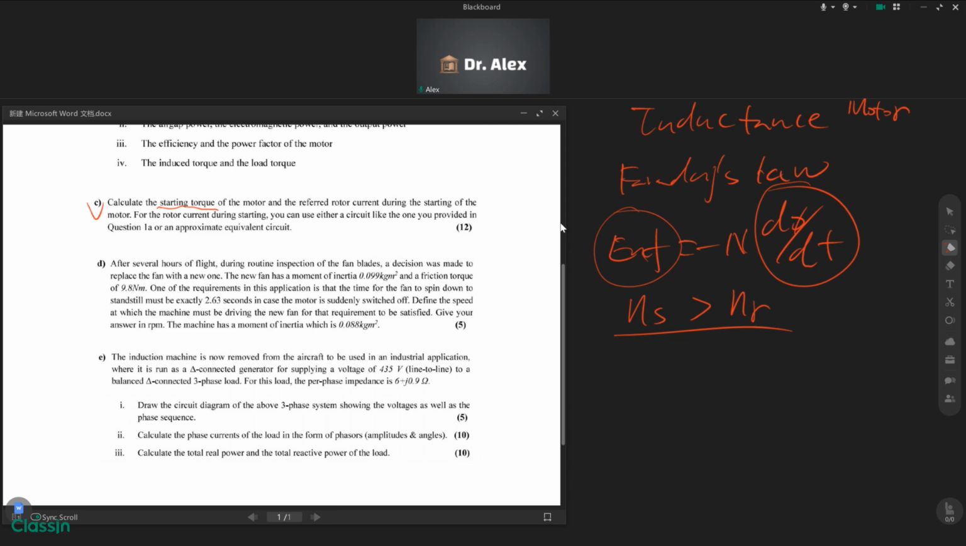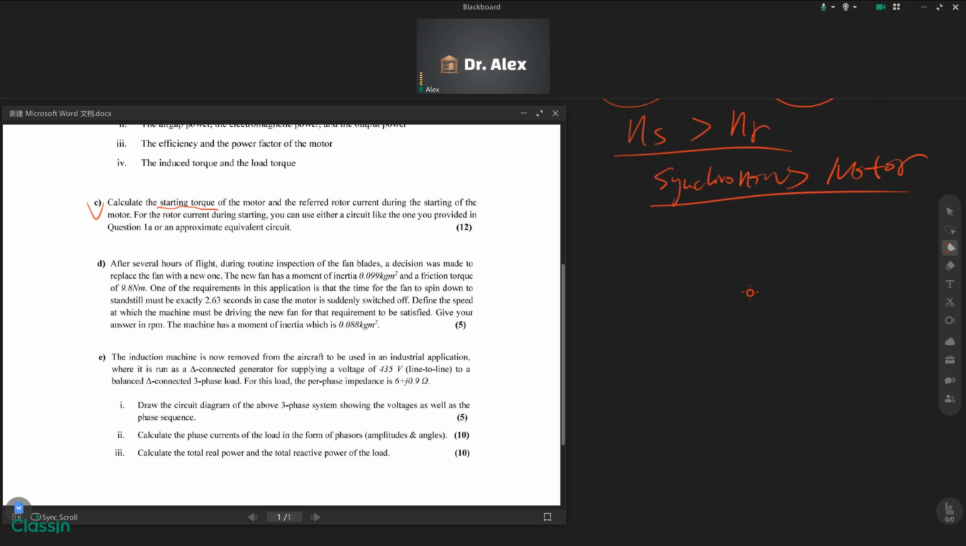electromotive force, which is with the unit of volts. So this difference will generate a starting torque. This scenario is quite different from a synchronous motor, because for a synchronous motor, the angular speed of the stator and rotor are the same, so it requires an external starting torque.